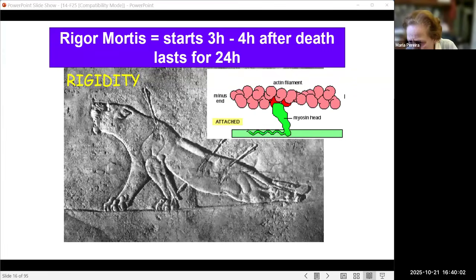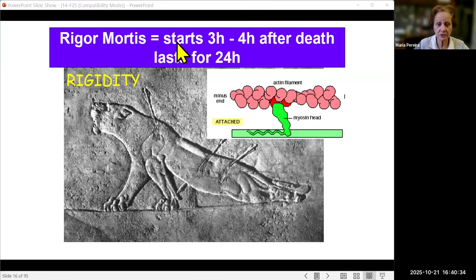Okay, so the troponin and tropomyosin contribute to the movement of the thin and thick filaments, right? Because of the calcium. The calcium on the troponin sends a signal to the tropomyosin, which moves and exposes the actin binding sites on the thin filaments so that the myosin can bind. So here you have the explanation for rigor mortis.